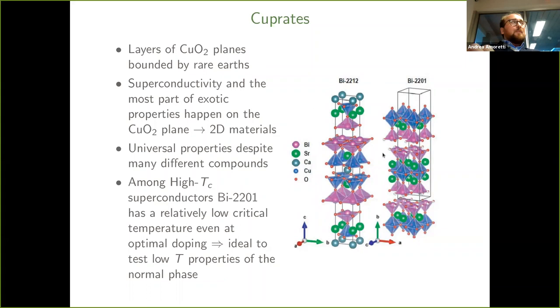These are, of course, 3D materials, 3D crystals, but all the exotic properties, and in particular the high temperature superconductivity phenomena, happen in plane, so in the CuO2 plane. And these properties seem to be so universal that the existence of this copper oxide plane is supposed to be the reason why all these materials have high temperature superconductivity and all these peculiar properties, which I'm going to briefly describe later.